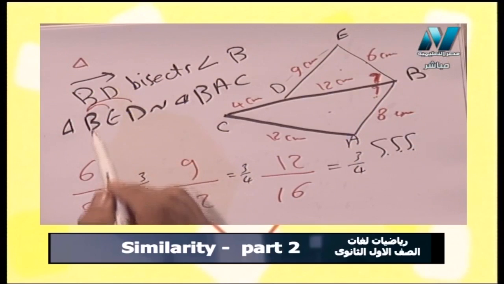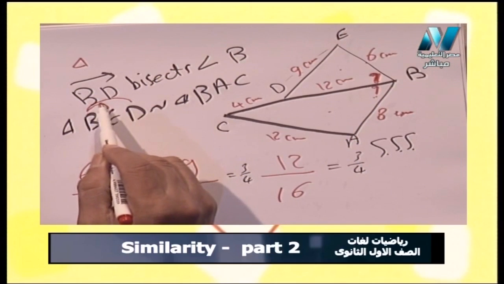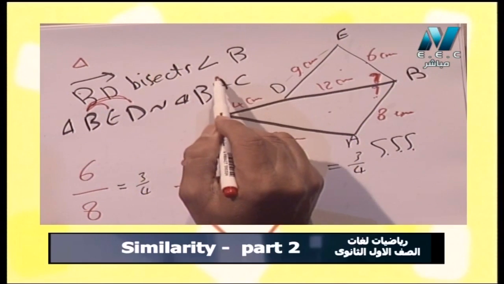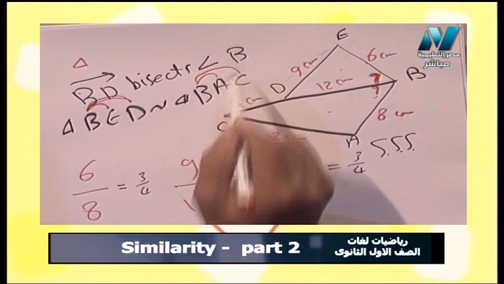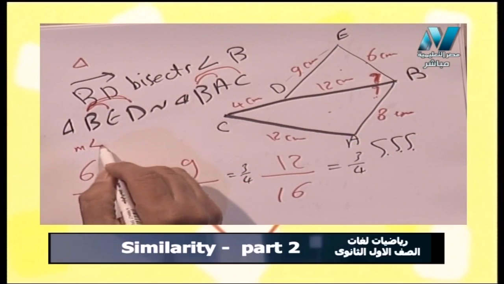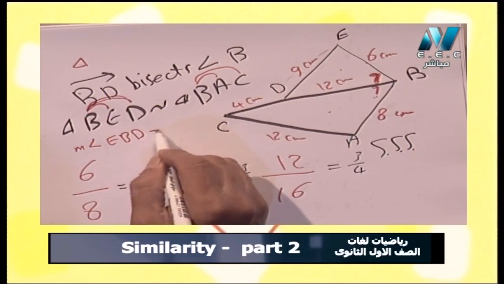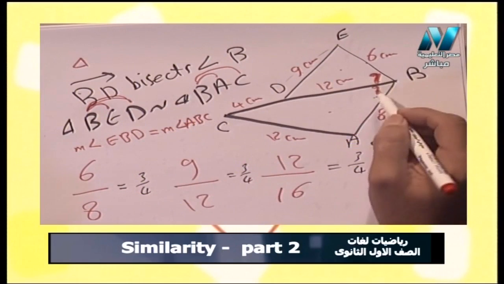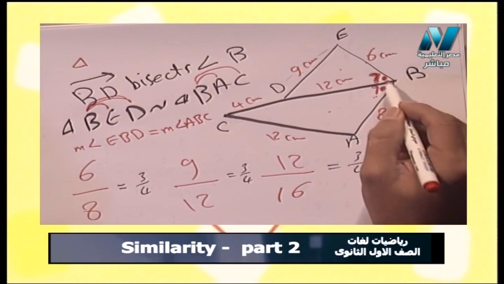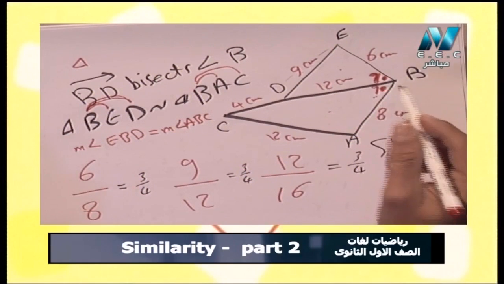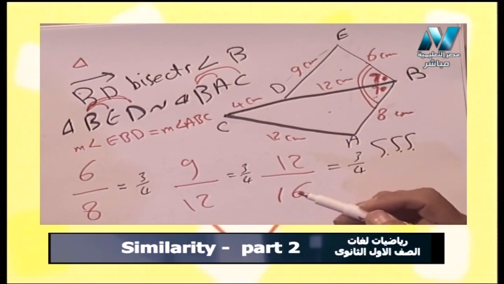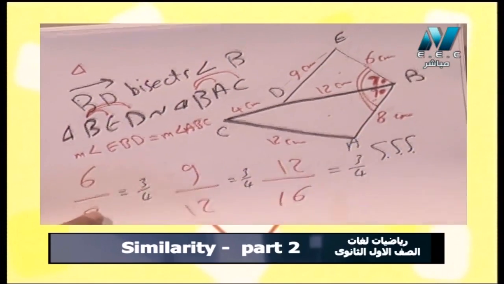If we call the triangle EBD, concentrate with me, we start with E, go to B in this side, and return back to D, will be equal the measure of angle ABC. So the measure of angle EBD equals the measure of angle ABC, which is the two angles. We have here the two angles are equal, so BD is the bisector of the angle B, or the angle EBA.